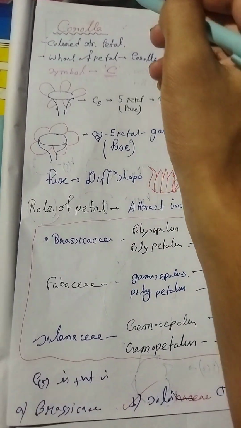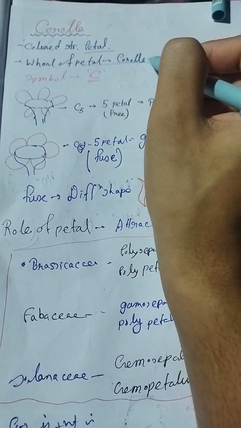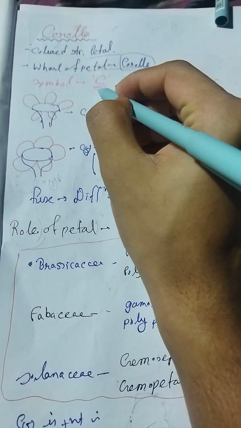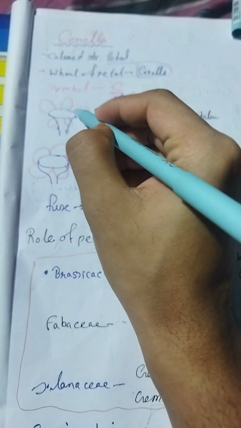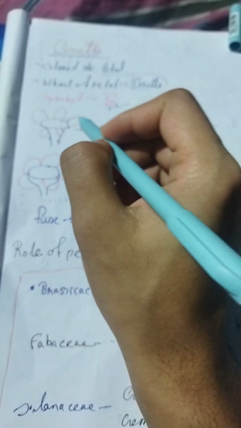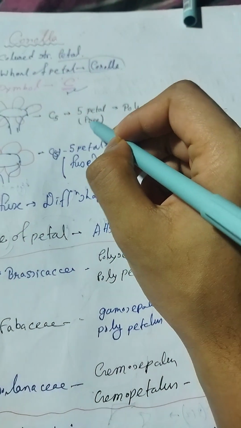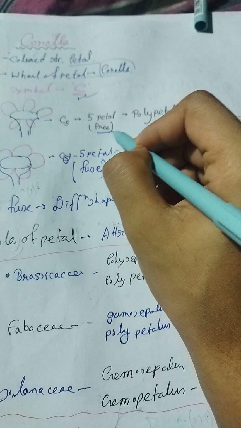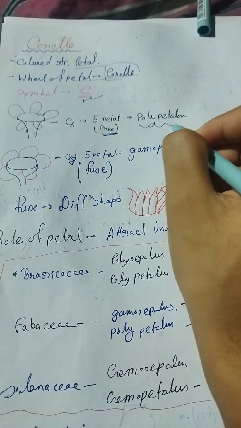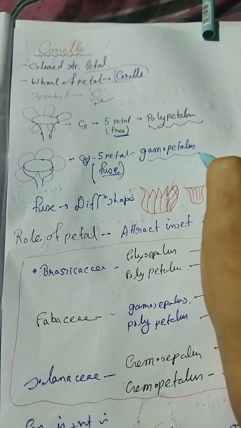Now talk about corolla. The colored structure is petal. The whorl of petals is called corolla. The symbol is C. This is inside of the sepal, the colored part, this is called corolla. C5, if C5 is free, this is polypetalous. If petals are fused, that is called gamopetalous.